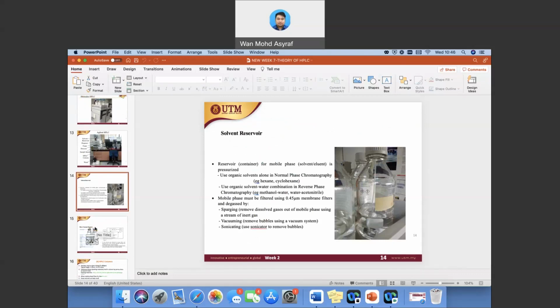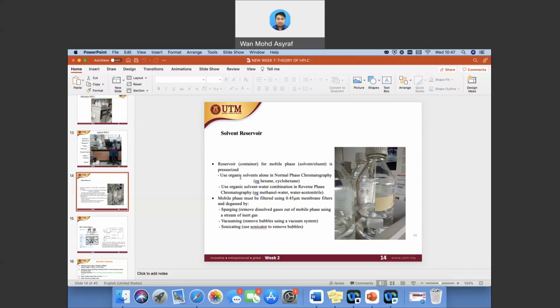Okay. Now we are looking at the solvent reservoir. The solvent reservoir, by its name, is used to store your solvent, which is your mobile phase. Okay, so the reservoir for the mobile phase is pressurized. As I mentioned before in the overview of HPLC, it is pressurized and it also adds to the high performance of your chromatographic method. All right.